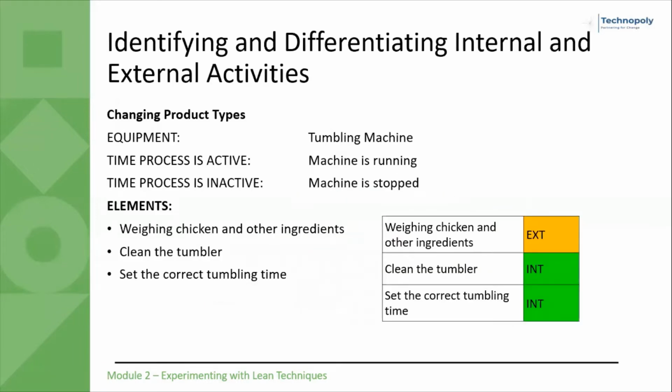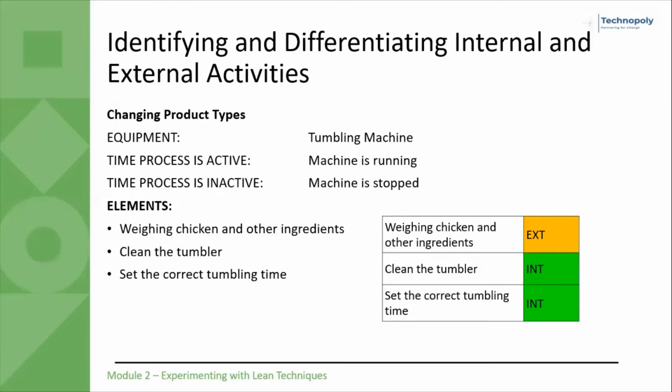For example, before we can change product types in the tumbling machine, we need to do some necessary setup activities. To differentiate internal activities from external, we need to establish when is the process active or inactive. In this case, the process is active when the tumbling machine is running. The process is inactive when the tumbling machine is stopped. The elements for the changeover are weighing the chicken and the other ingredients, cleaning the tumbler, and setting the correct tumbling time for the product.